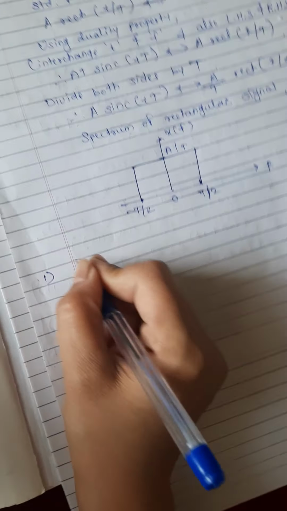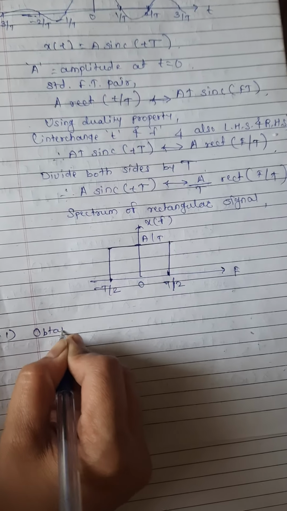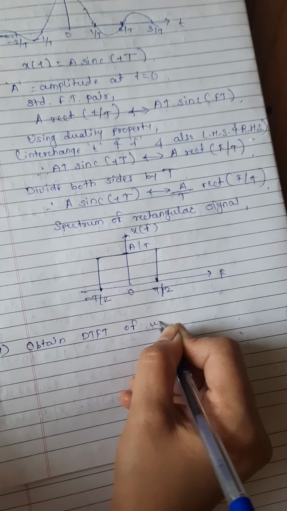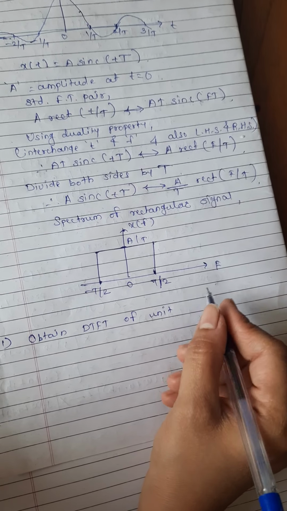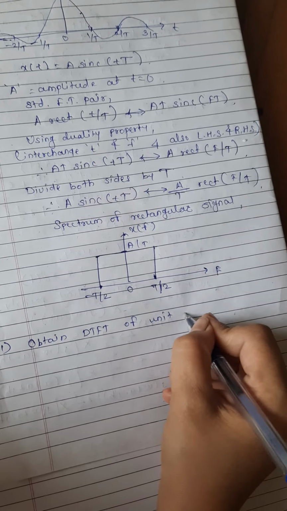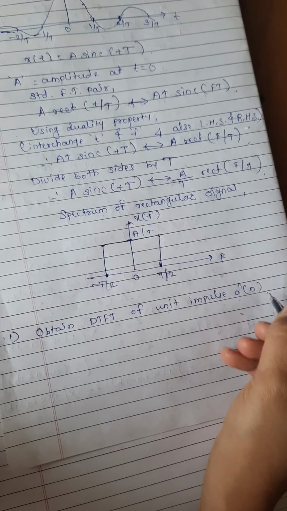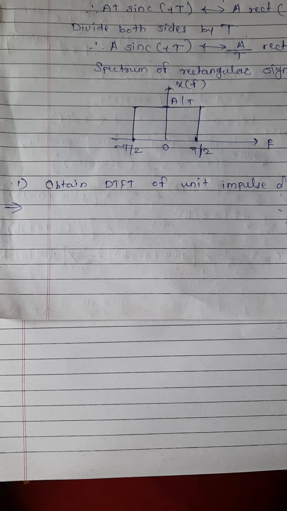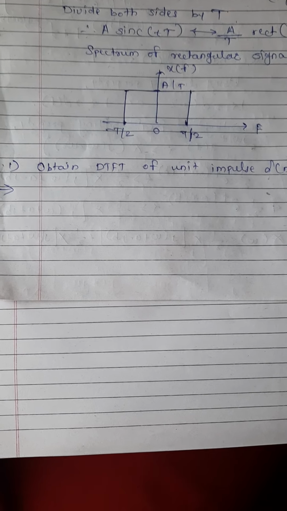So first problem is: obtain DTFT of unit impulse, delta of n. Now the discrete time sequence is given by x(n) is equal to delta(n).